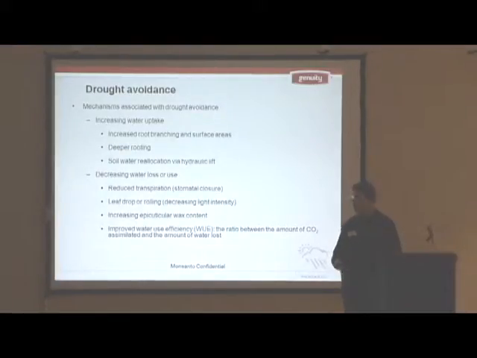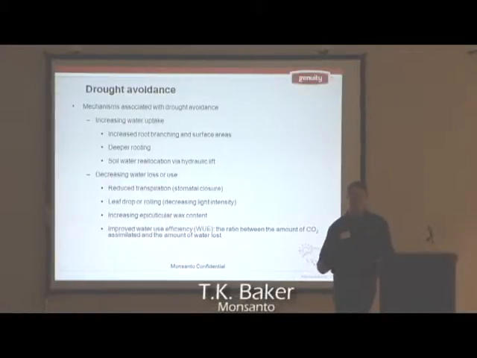Drought avoidance. I hope you can read that. I apologize for the small print. But different mechanisms associated with drought avoidance: increased water uptake. If we can just increase that root mass, and we make great strides there just in the way that we farm. Again, with our strip till and minimum tillage practices.